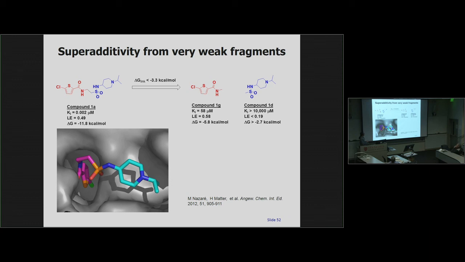The affinity you get by linking these together is greater than the affinity of that fragment by itself. So you can get orders of magnitude improvement in affinity if you can get proper linking. So just closing with a couple of slides.